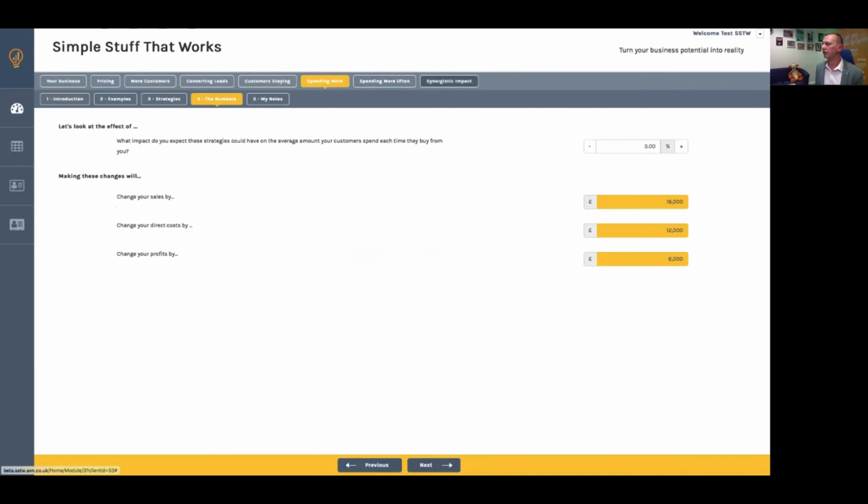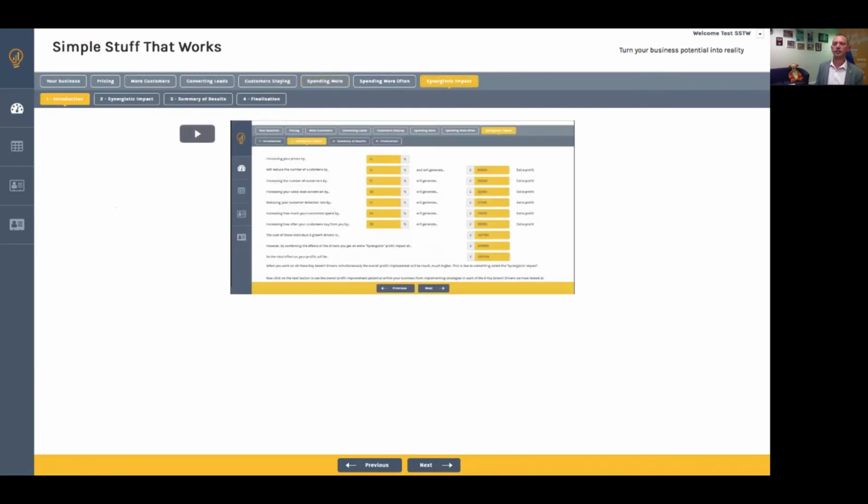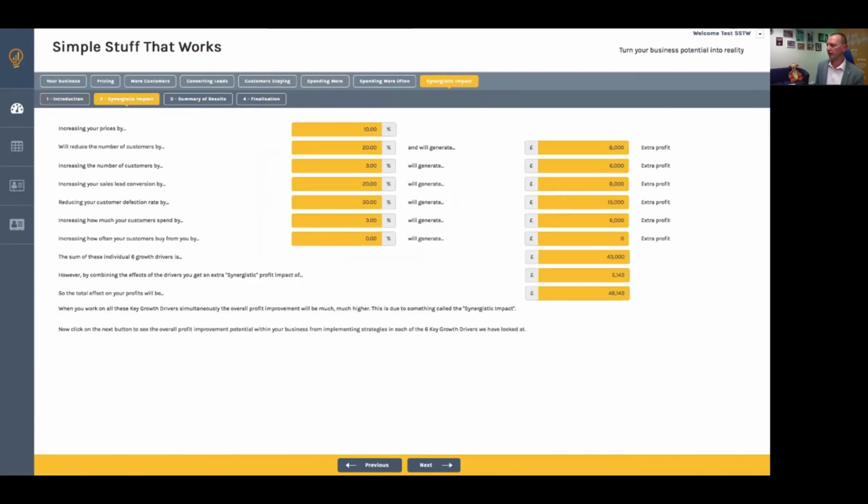And then what we can do is jump to the synergistic impact. So all of those in isolation, we can see an increment, but what's the combination of those? And bear in mind that they all build on each other. So if you put the prices up and you're getting more customers and you're getting them to spend longer, there's going to be a synergistic impact of those results, isn't there? So just that one example, with some small increments, has put £48,000 straight onto their bottom line.